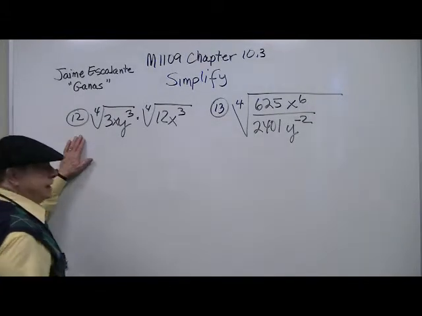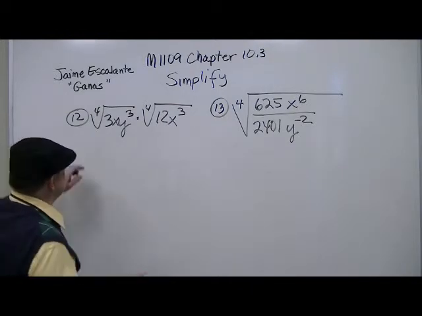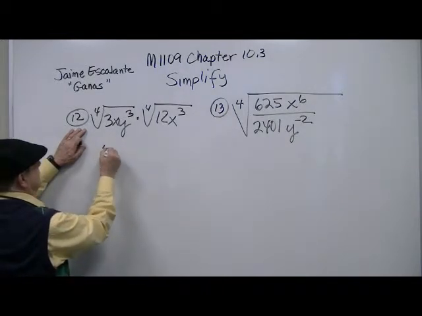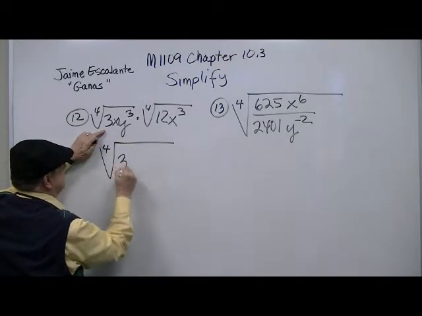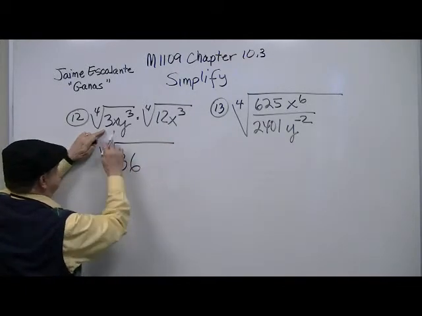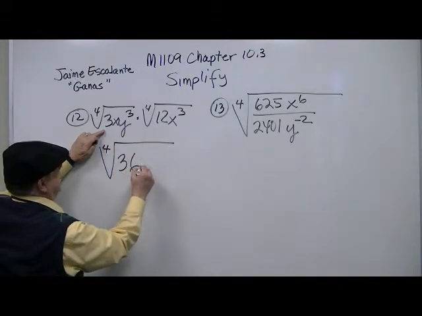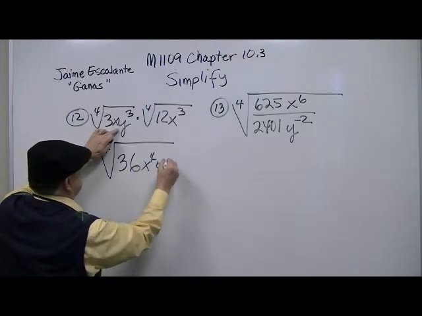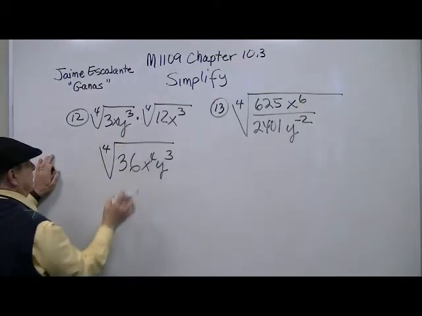Okay, and again, there's a couple of ways to do things, and let's put all this together first. So this is going to be the fourth root. 3 times 12 is 36. And then we have x to the fourth, y to the third. Okay, we brought this and integrated it.